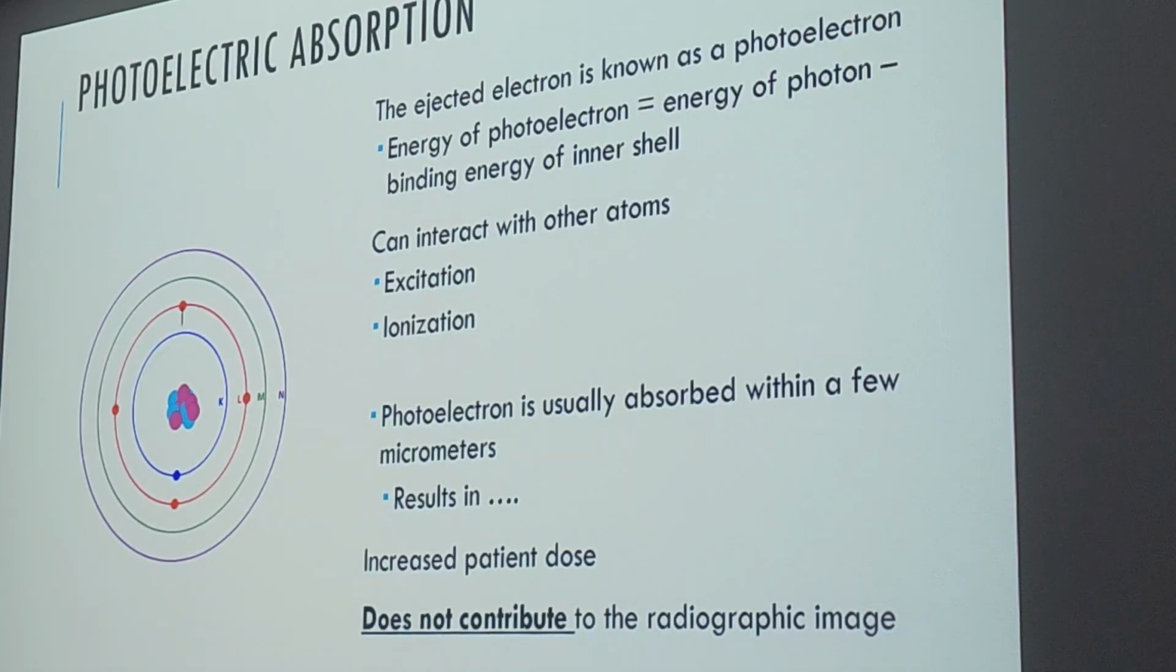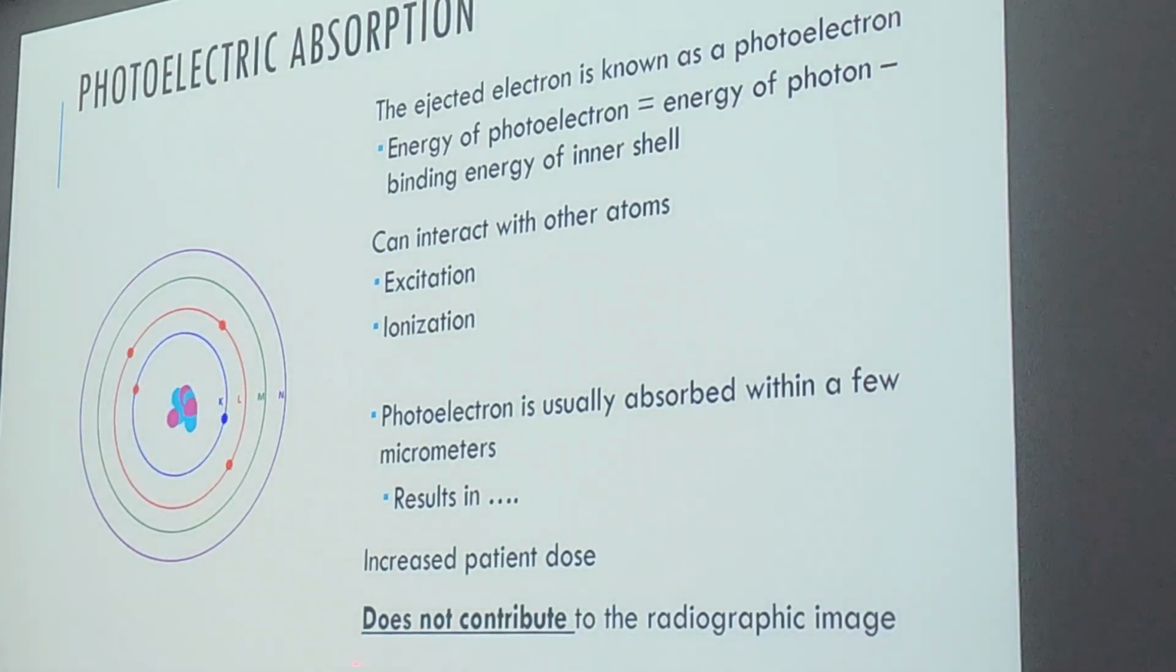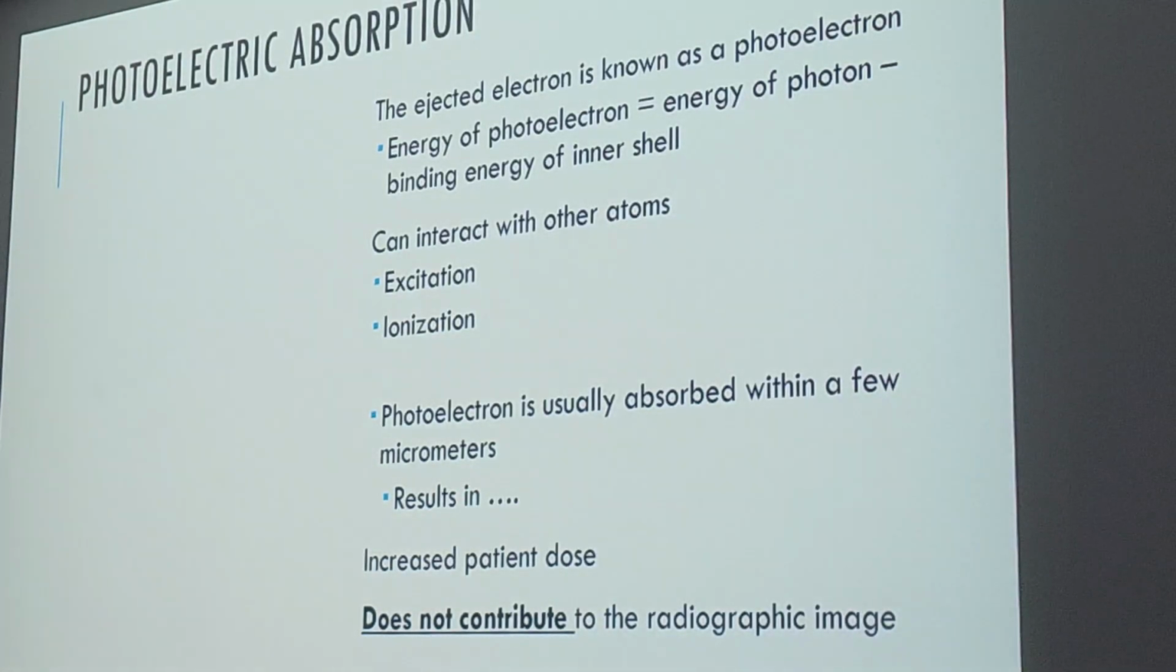The photoelectron that's created is usually absorbed because why? Low energy. And because it is absorbed, it results in increased patient dose, but does not really contribute to the radiographic image.